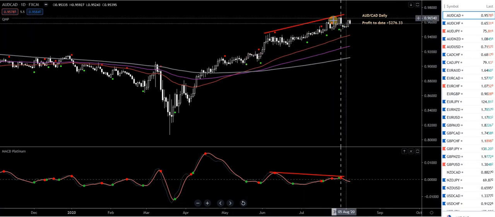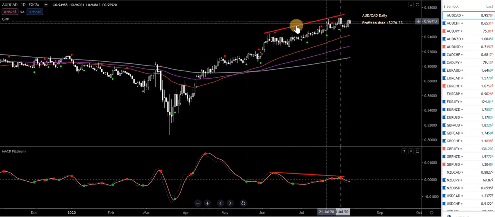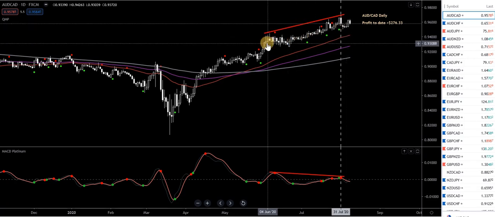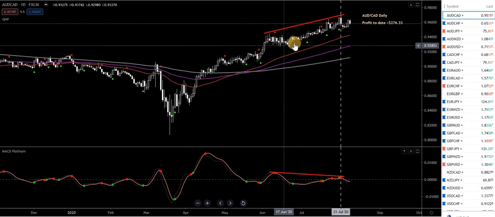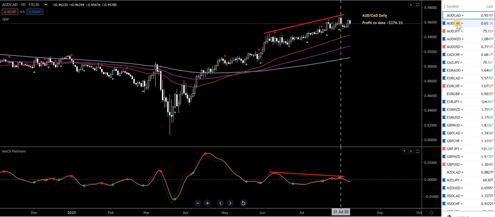This pair's just been giving me grief lately on the 12-hour. I've still got some old 6-hour trades with this pair. It just kept on going up, and I'm trying to sell it. I'm trying to catch a falling knife. All right, let's move on.